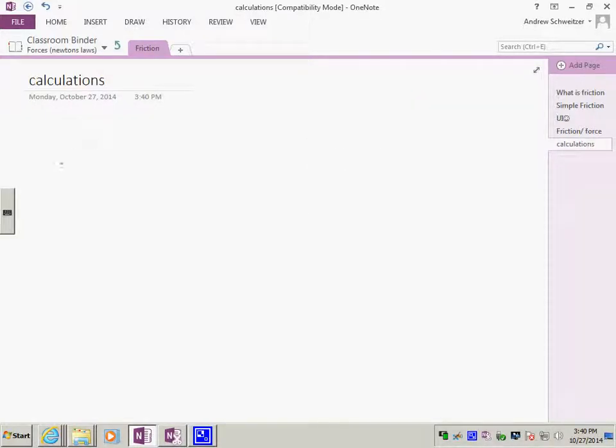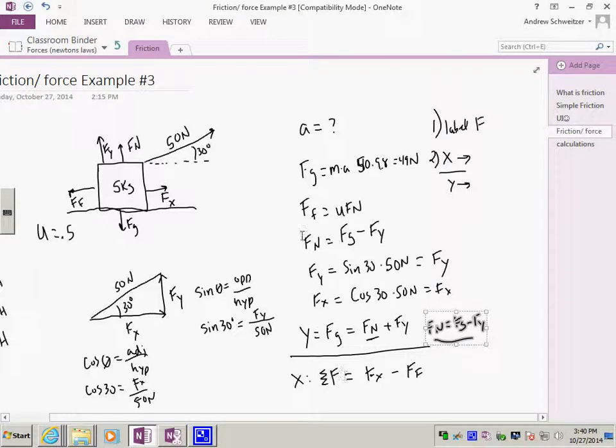Alright, let's write it out. Force normal is equal to the force of gravity minus my force in the y direction. So all I'm doing is isolating what my force normal is. This is going down, and these two are both going up. So in this case, my force normal has a little bit less because some of it is being lifted up here. My force of y is sine of 30.